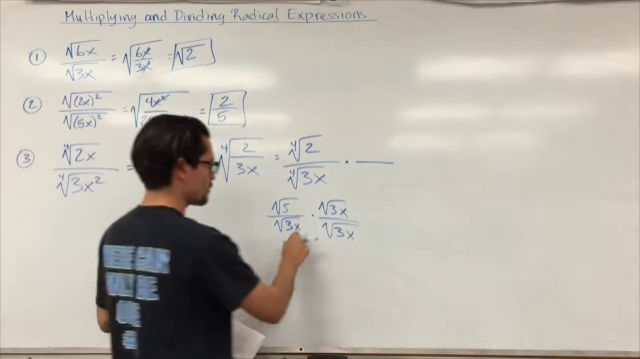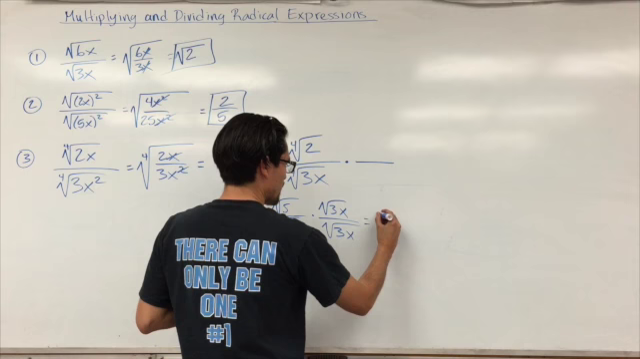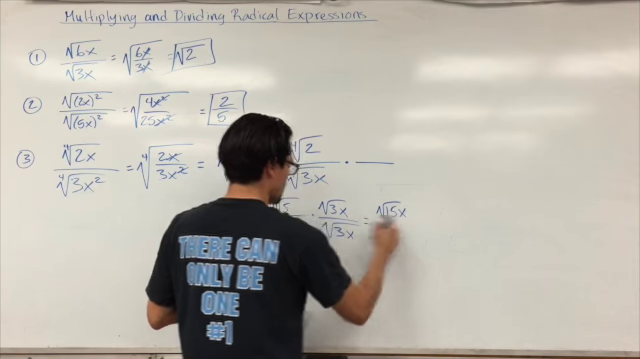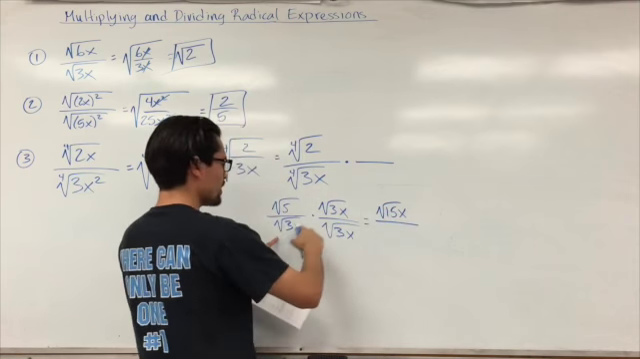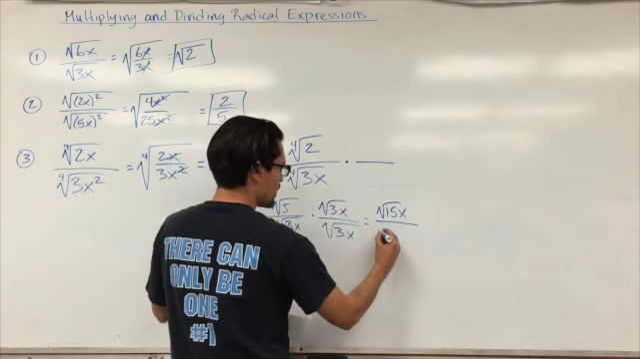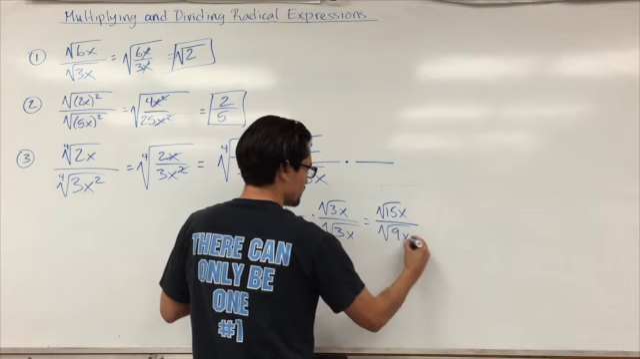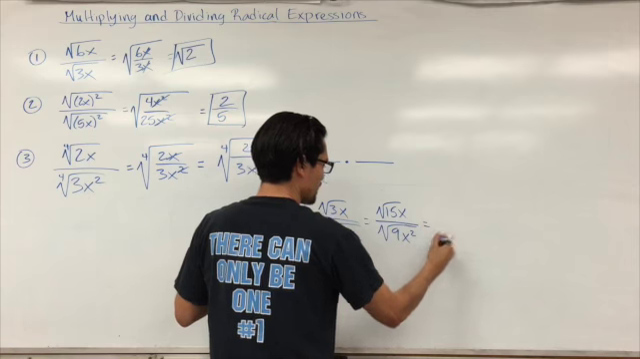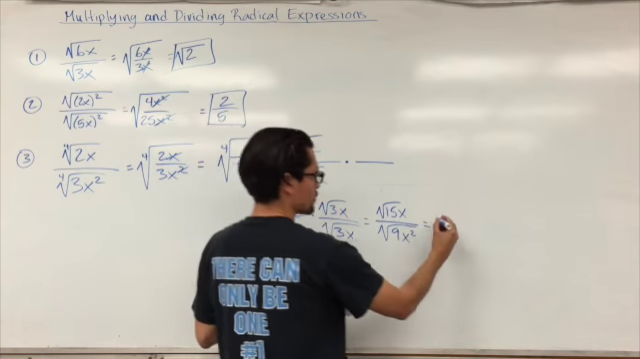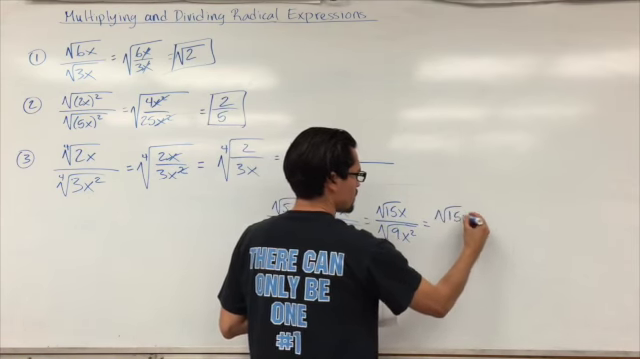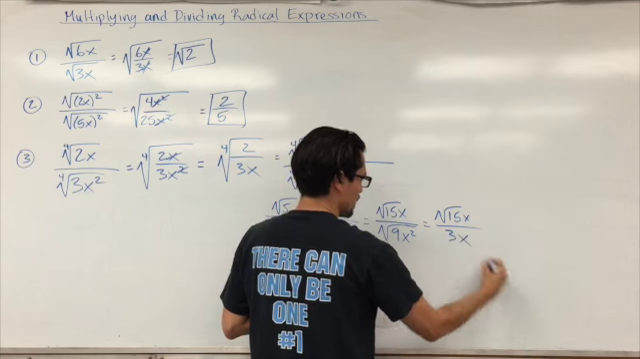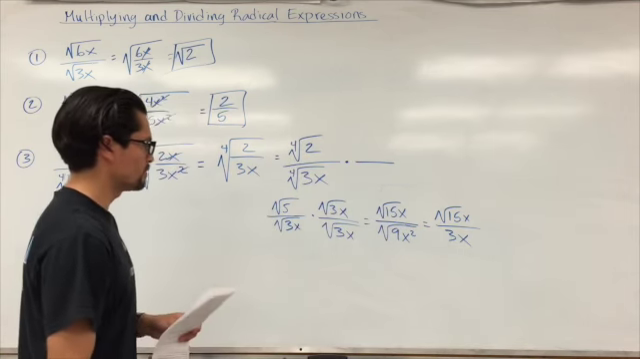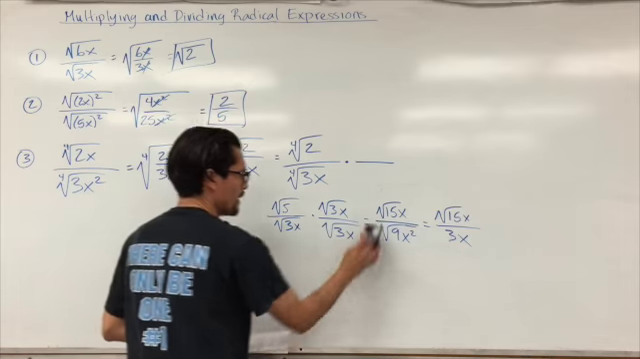Now when I multiply by radical 3x over radical 3x, I'm going to get radical 15x over radical 3x times radical 3x. It's going to be radical 9x squared, which I can simplify because 9 is a perfect square and x squared is a perfect square. So it's radical 15x over 3x. And it's simplified.